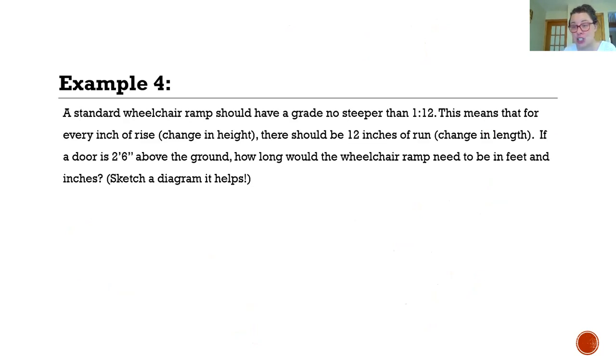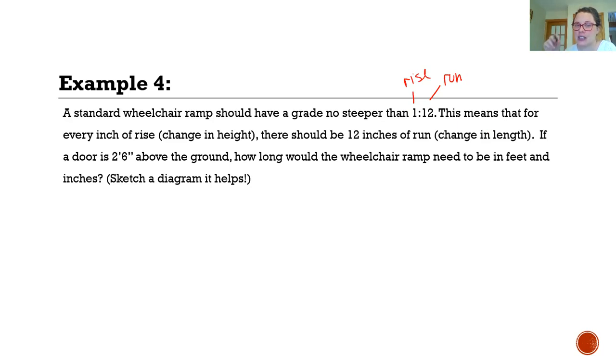All right, this is a great question, really good question. I checked the code book for codes on this. So unless it's changed recently, this should be what you would find in your code book. A standard wheelchair ramp should have a grade no steeper than 1 to 12. That means for every inch of rise, so change in height, we should have a 12-inch run. Whenever they give a grade or a slope, it's always rise and run. Same thing for a roof. It's always going to be rise first. You rise before you walk is the way I was told to think of it. So it's always rise first and then run.